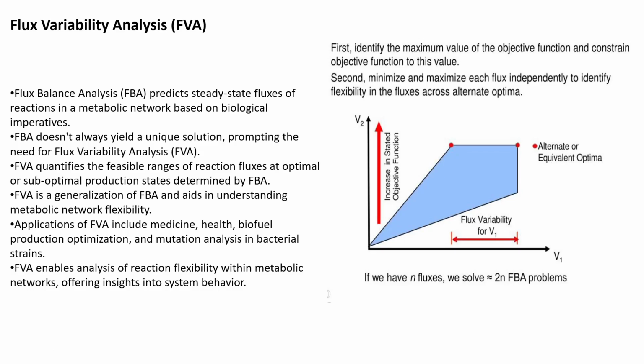So this is just some information that you might like. Basically, there's a mathematical proof involved, but in general, if you have n fluxes, you need to solve two n FBA problems if you are doing flux variability analysis. So this is just a general statement. It's sometimes more, sometimes less, but it's almost two n. So yeah.